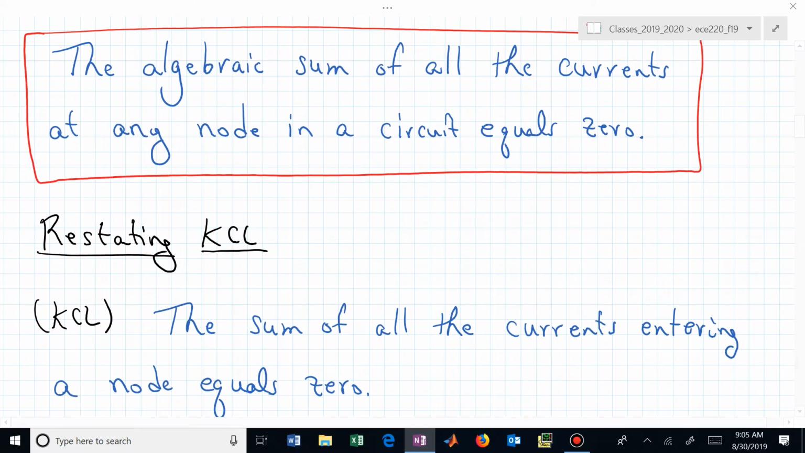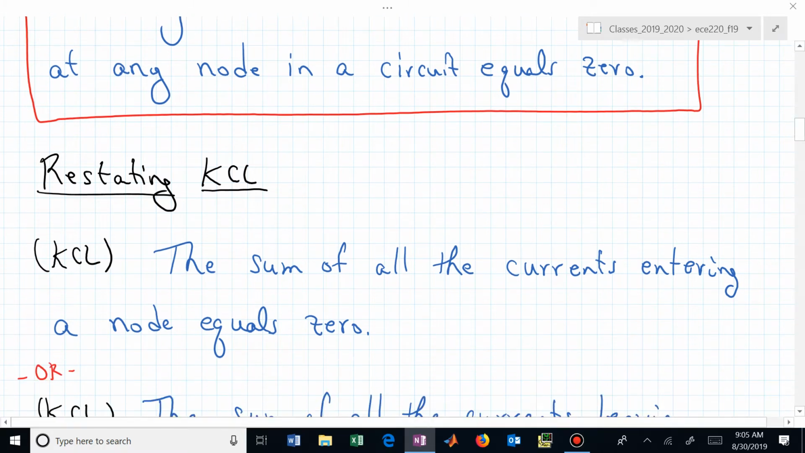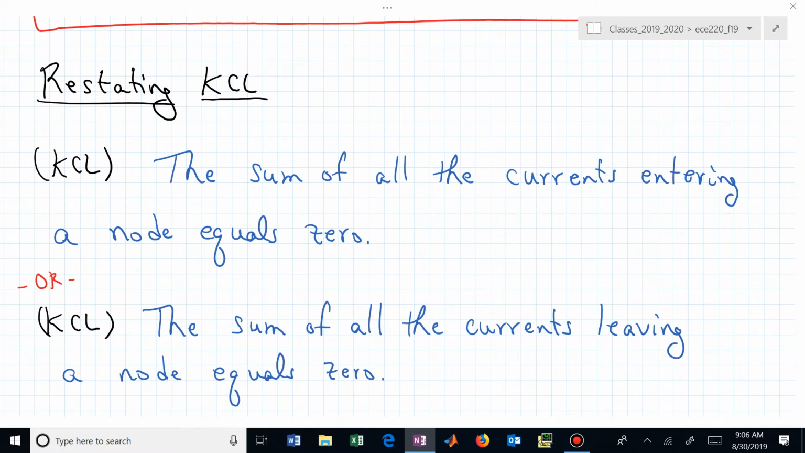We could restate that KCL expression by saying, let's just talk about all of the currents entering a node. Then if a current is not entering a node, we give it a minus sign and say it's entering with a minus sign. Here, the sum of all the currents entering a node equals 0. That's equivalent to the previous statement. Well, if we come into a node, we can also exit a node, and that's the next equivalent statement of KCL that you might hear.